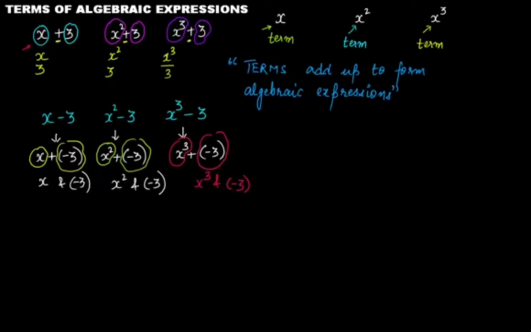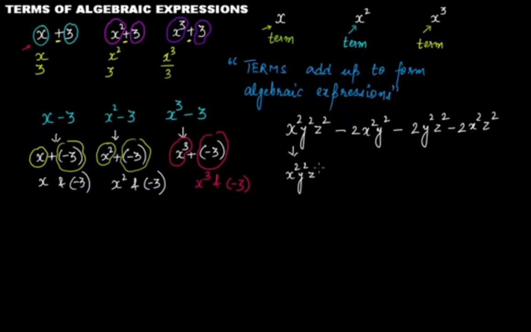Let's take a few more examples. What if your algebraic expression is x square y square z square minus 2x square y square minus 2y square z square minus 2x square z square? Again, write this as x square y square z square plus within bracket 2x square y square minus, plus within the bracket minus 2y square z square.